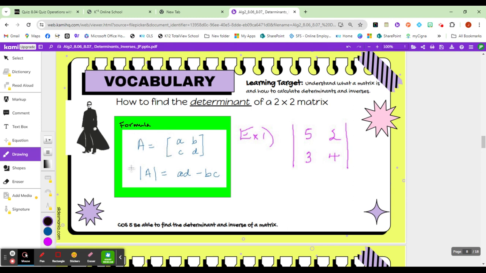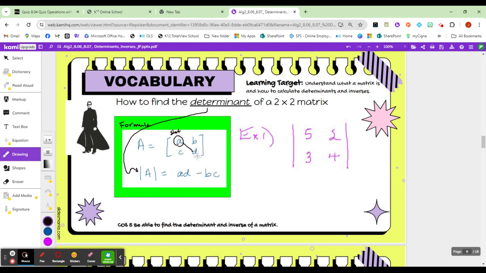When we're finding the determinant, they're going to use these little vertical bars that look like absolute value bars, but they are not. And when we are referencing a matrix, they mean find the determinant. So the determinant of A is going to be A times D. We always start in the upper left. That's going to be really important.